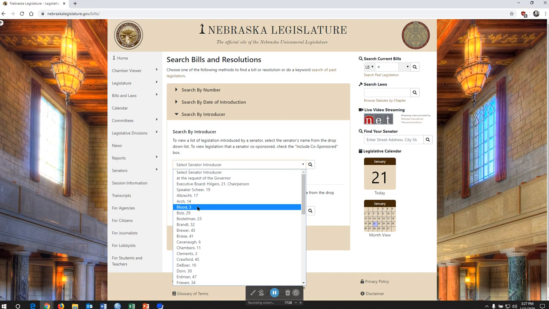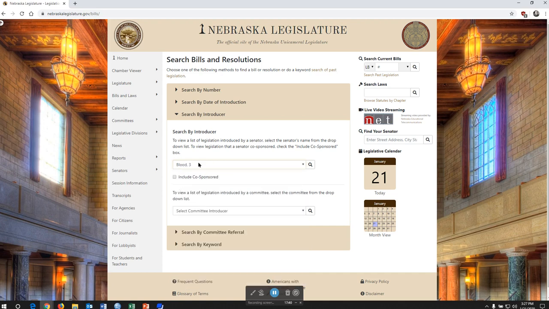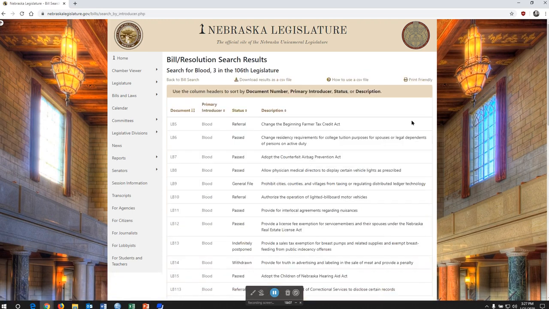So let's click on Senator Blood. And so it puts her name here. And note here, I have this box I can check to include co-sponsored. So that would mean legislative bills introduced by other senators that Senator Blood has added her name on as co-sponsor. But I'm not going to click that for now, because I just want to see ones that she has introduced during this session. So there's the senator in question.